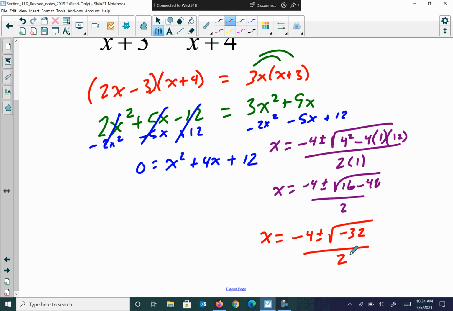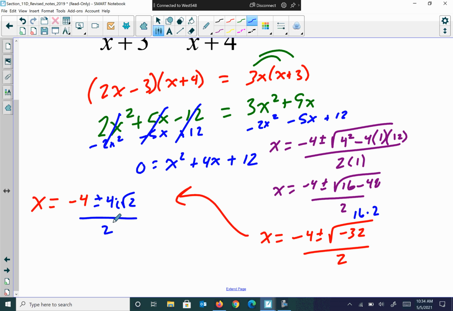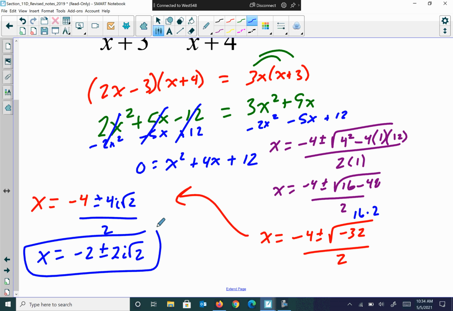I get this. Hey, friends, what kind of solution do we get? Do we get imaginary? For those of you good at breaking these down, that's 16 times 2. So that's going to give me plus or minus 4i root 2 over 2. Reduce everything outside. And friends, you are pretty safe if you get imaginary solutions, that would be the solution.